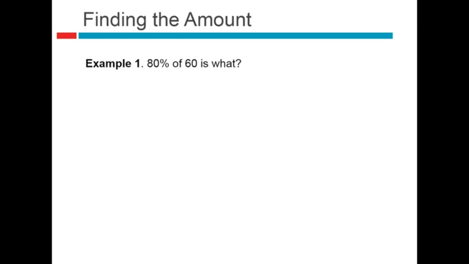So suppose we want to find an amount. So in this example, we have 80% of 60 is what number? So here we want to look for the percent number, the amount, and the base. So 80%, 80 is going to be our percent number P. Of 60, we take percent of a base number. So 60 is going to be our base number, and we're looking for the amount. So 80% of 60 is going to be some amount A.